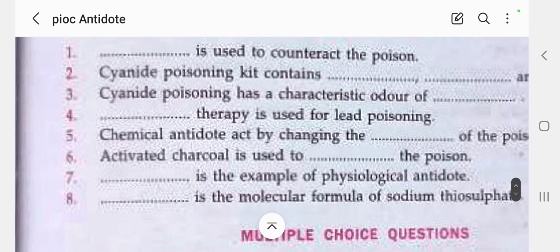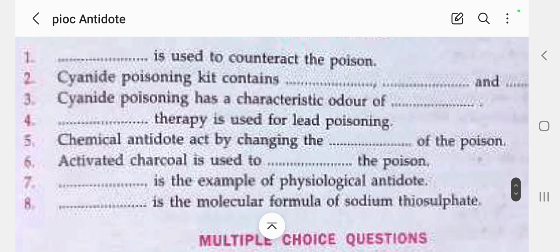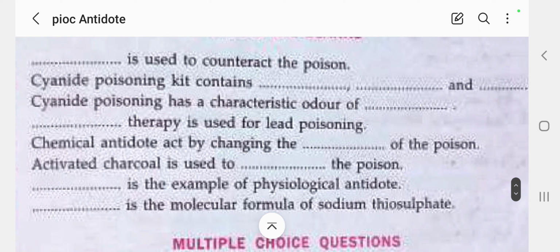Then cyanide poisoning has a characteristic odor of bitter almond, that I already told you. Even the almond peel of bitter almond, if we ingest that, the person can suffer death or illness. So why? Because it has cyanide.